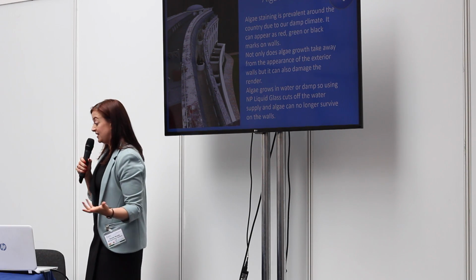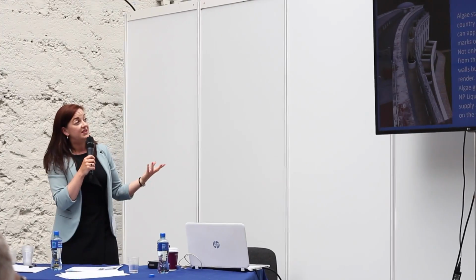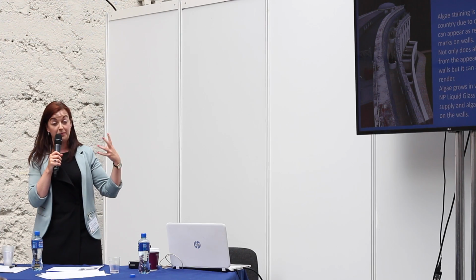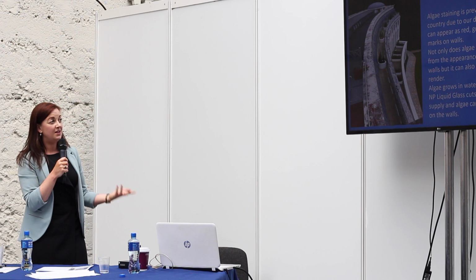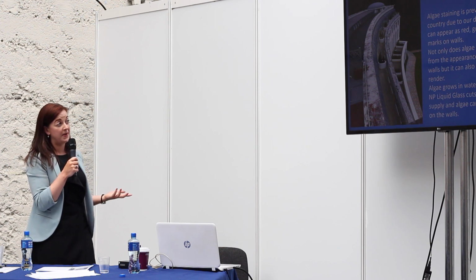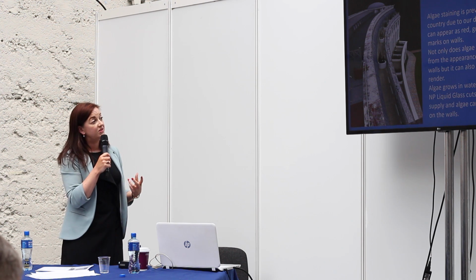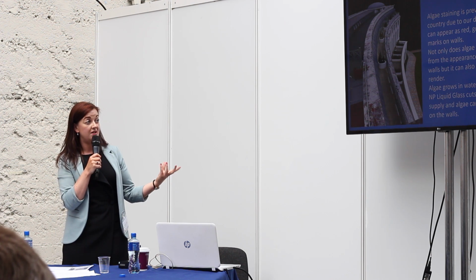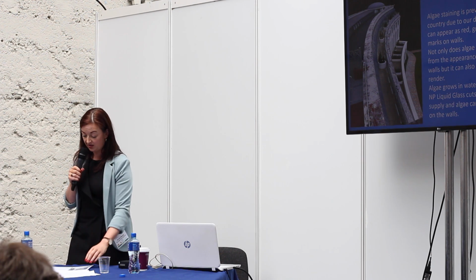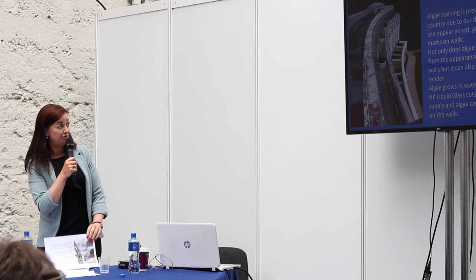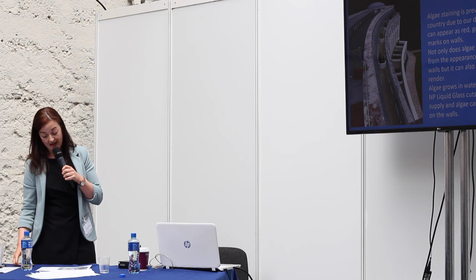It's an incredible difference, and I think that picture really shows the damage that algae can do. This hotel is situated pretty much surrounded by forests, so they get a lot of algae staining on their walls. And not only does the algae growth take away from the appearance of the exterior walls, but it actually eats into your render and damages it. So the algae grows in water or damp, so when the wall is protected with liquid glass, the algae actually has nothing to survive in. I think that picture really shows the work that we can do in protecting exterior walls from algae.